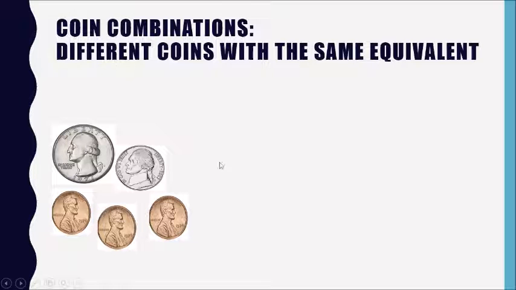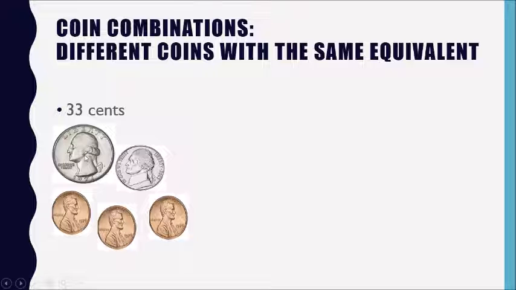Take a look at this example right here. What do you think that would amount to? This is also another coin combination of 33 cents. But as you can see, it's a little different because we use different coins to make the same amount.